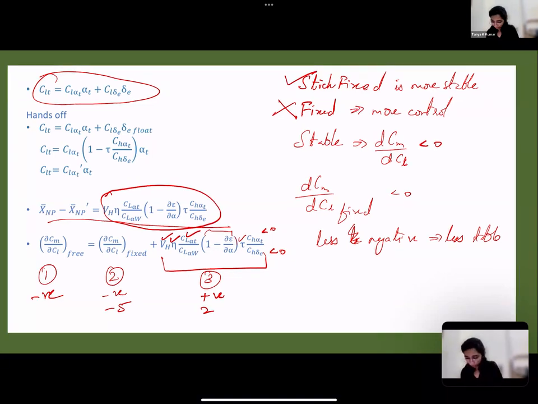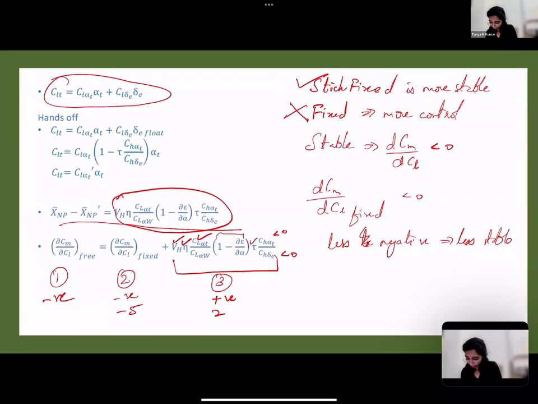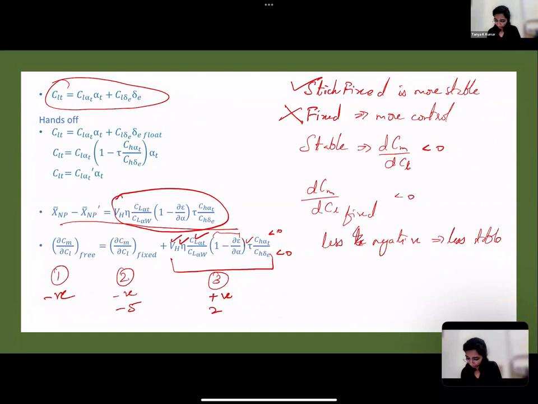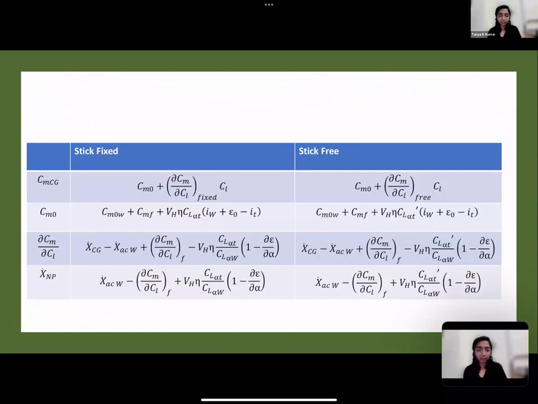Let's go to the next slide. So this is just a comparison. I had shown this even the last time. This is just a comparison between the stick fixed and stick free case. So your CM, pitching moment at the CG, very similar equation. Only change is that dCM by dCL, the slope, is for the fixed and the free case. Okay. So which CM would be more?